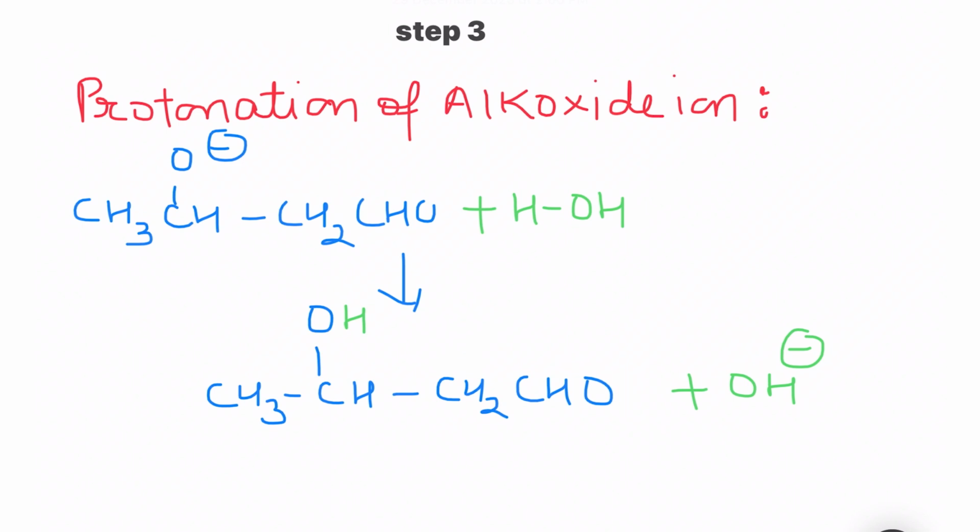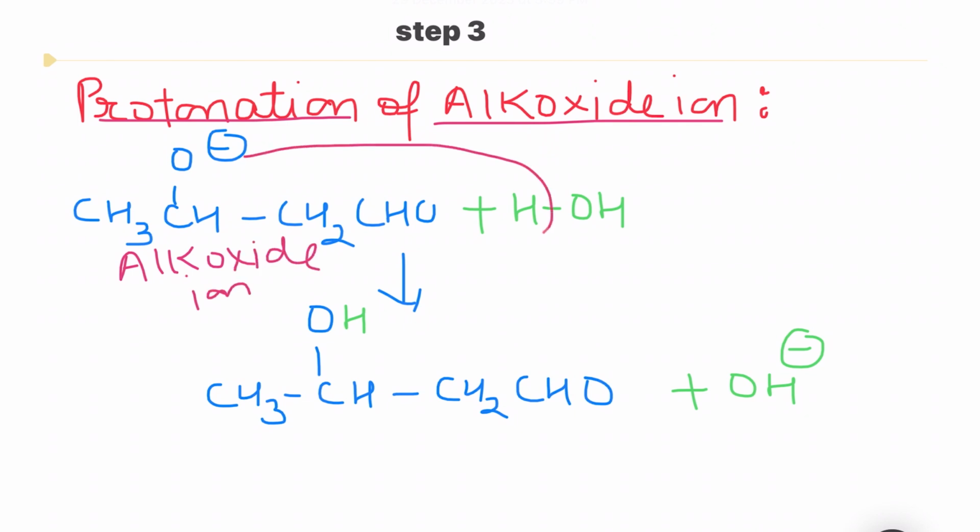Step 3 of the mechanism is protonation of the alkoxide ion. Oxygen of the alkoxide ion is negatively charged, which forms a bond with hydrogen, resulting in the formation of aldol. Aldol is a beta hydroxyaldehyde.